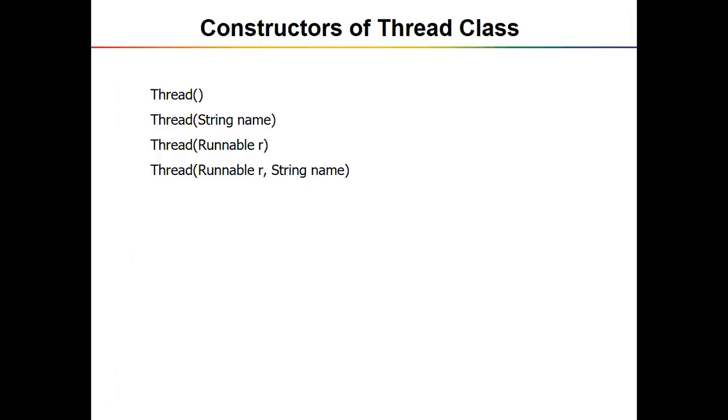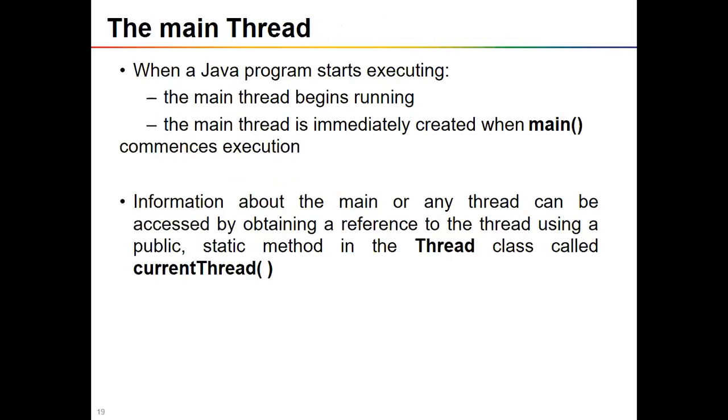And these are the constructors available in the Thread class. Thread without argument, Thread with a string variable as an argument, Thread with a Runnable object as an argument, and then the fourth constructor has two arguments.